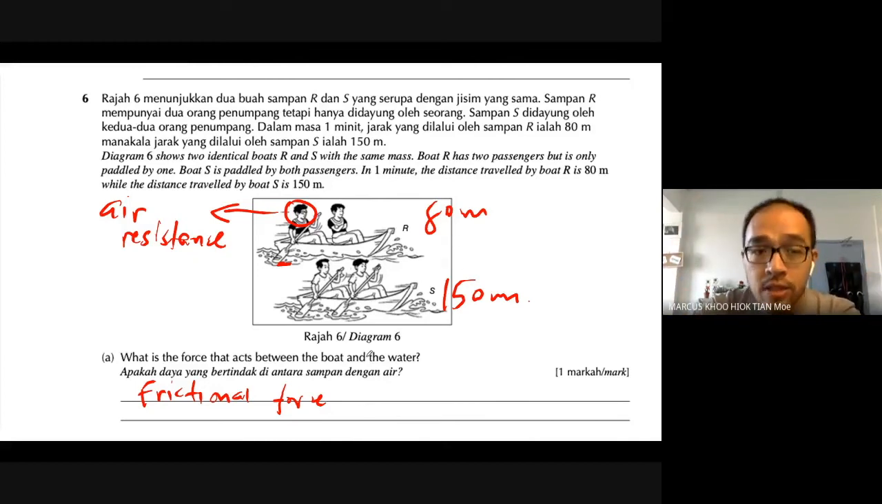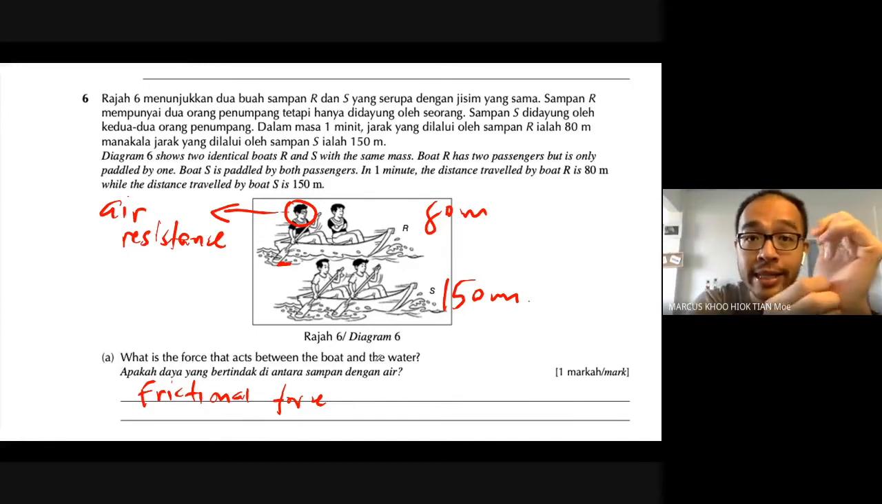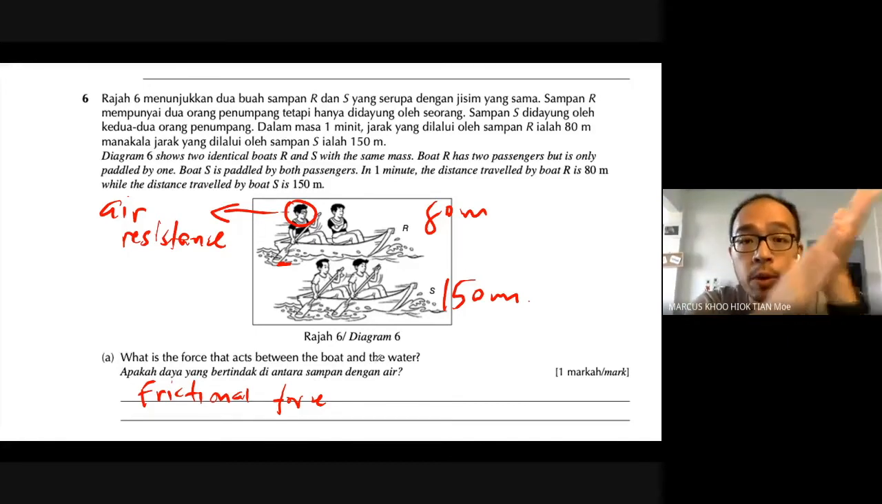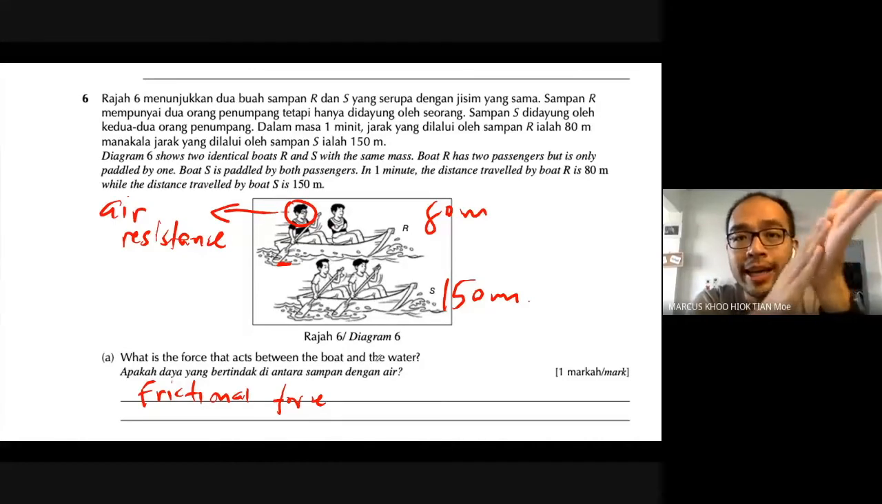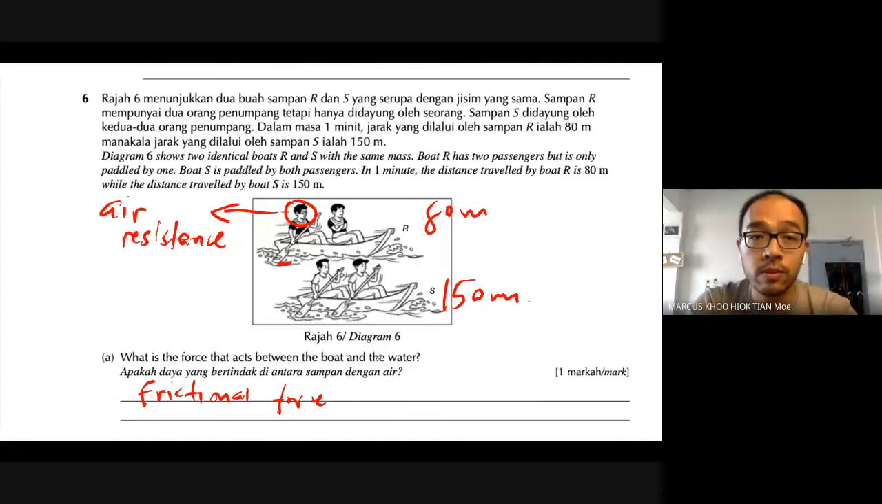But since this question is the force that acts between the boat and the water, which is another surface, we call this frictional force. In Bahasa Melayu it's called daya geseran. So the boat and the water are rubbing against one another. So that's how we would do this.